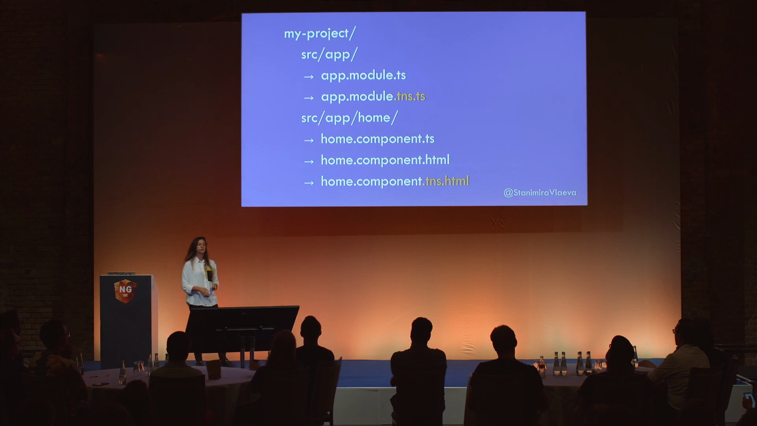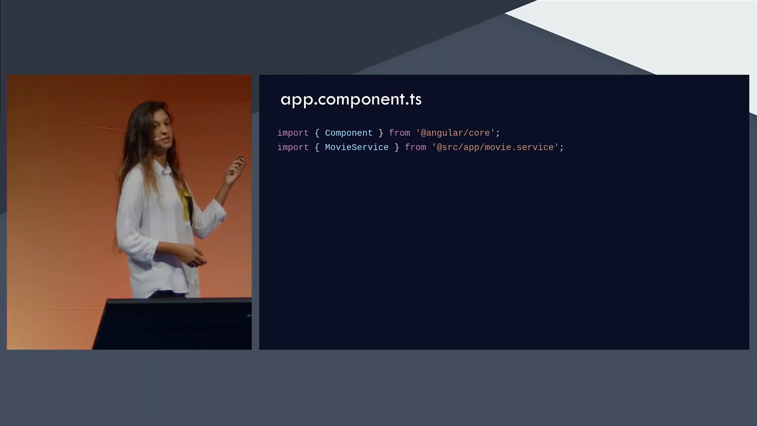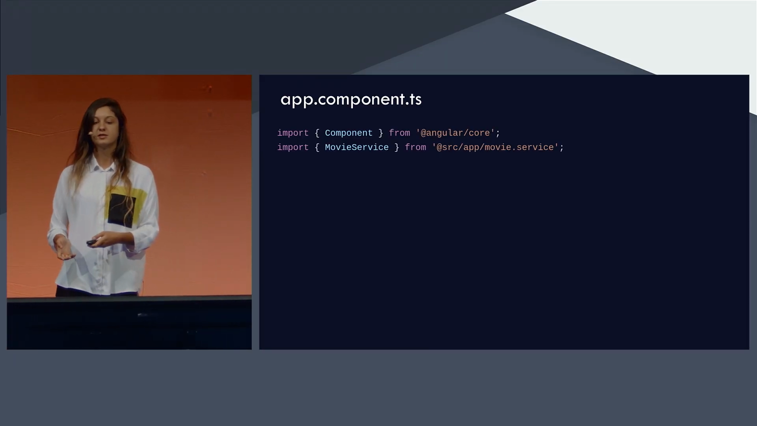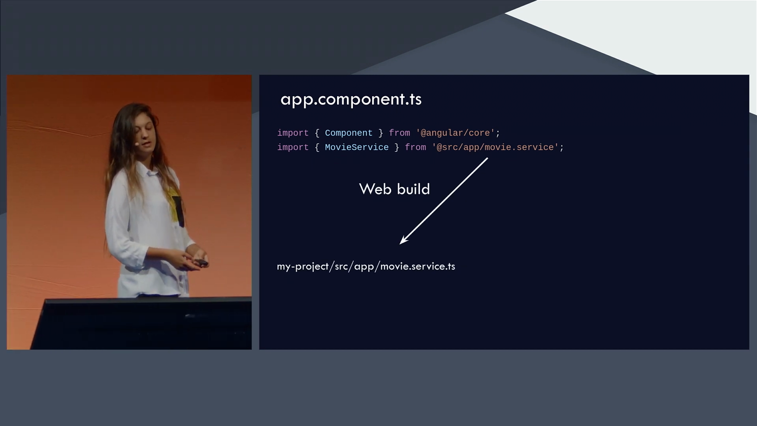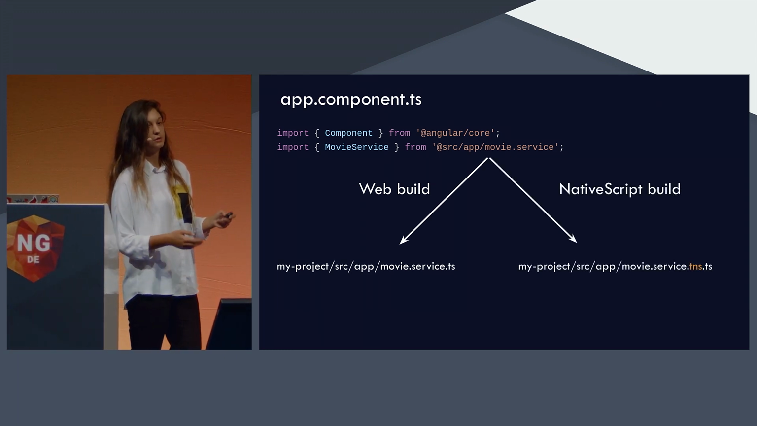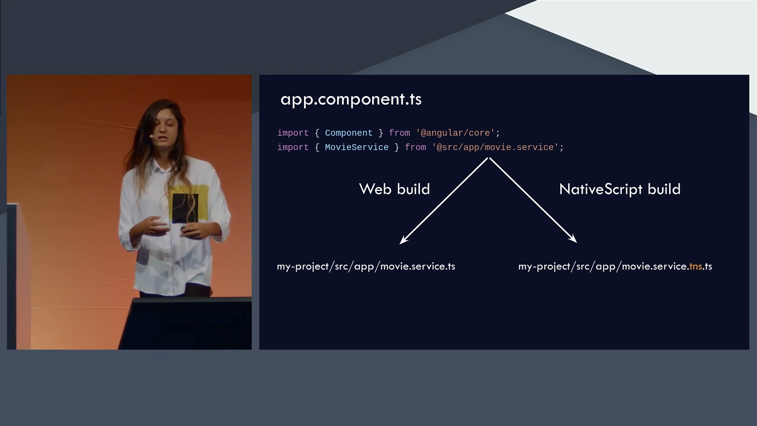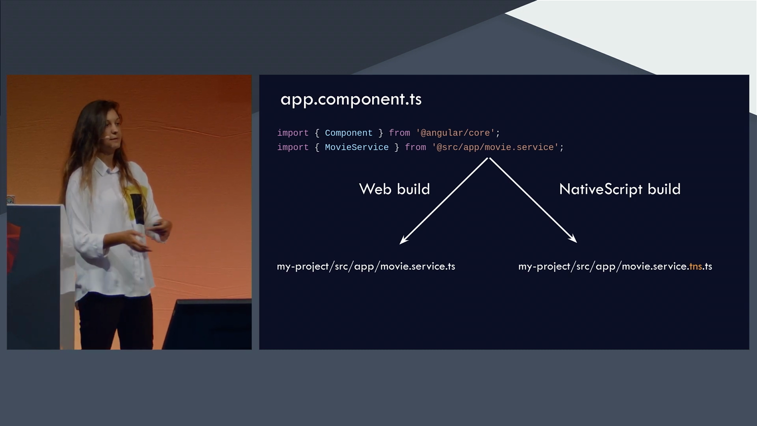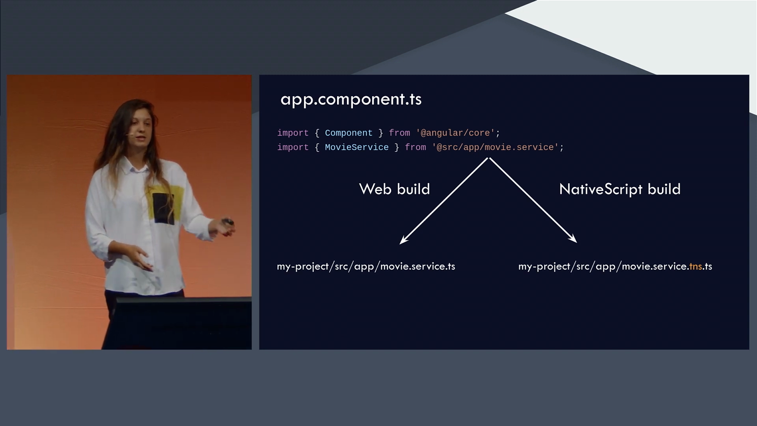And in this case, I'm going to use .tns for the NativeScript or for the mobile files. And for example, let's see if we have this component right here, and we're importing a movie service. Whenever we build the application for web with ngbuild or ngserve, this is going to pick up the movie service. And whenever we build for NativeScript, it is going to pick up the .tns file. This is very easily performed by configuring our TypeScript project to resolve at src to pick up either TS or TNS files.